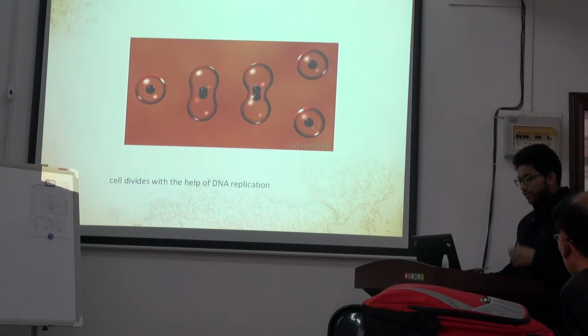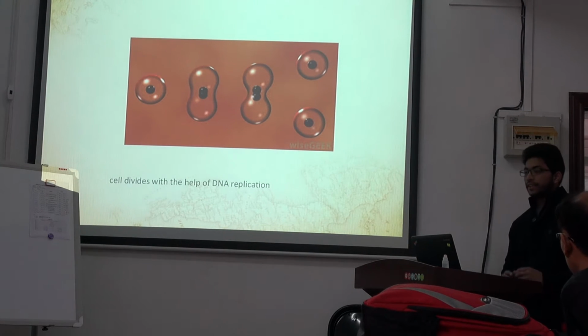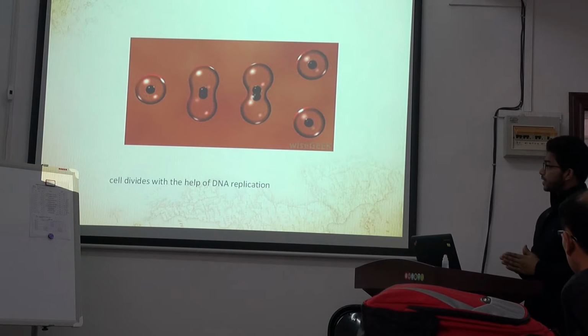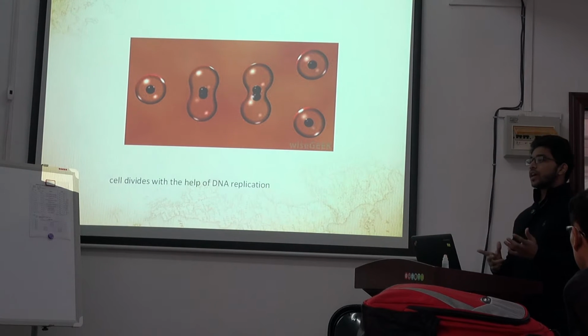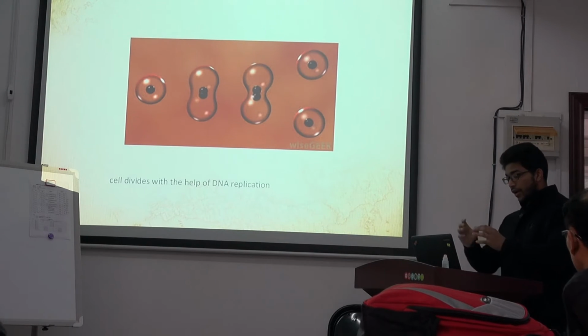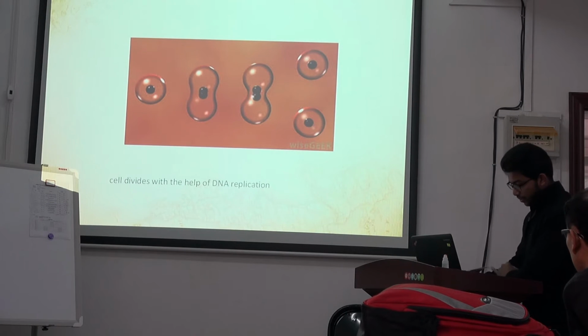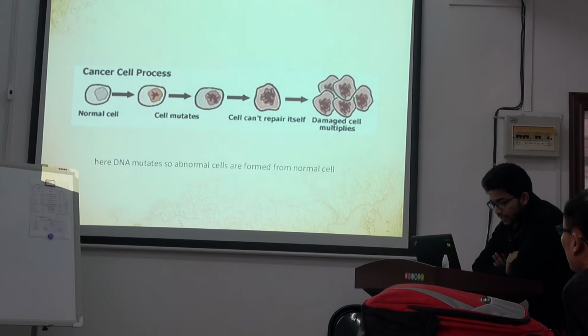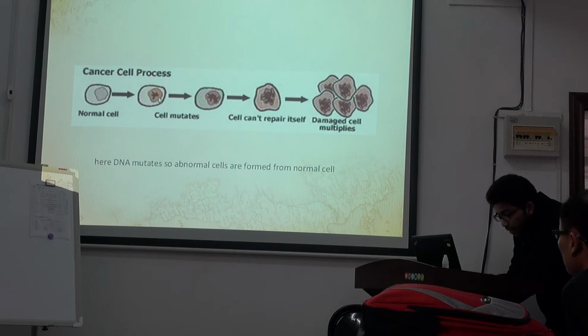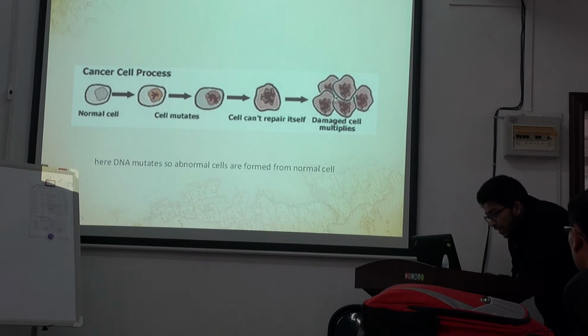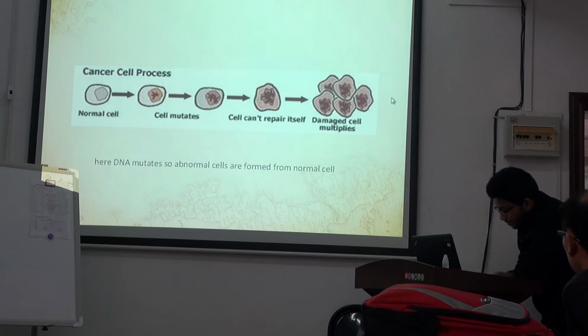Here I wrote something: cells divide with the help of DNA replication. If there is a cancer, it means there is some problem with the DNA in the cell first. If the DNA is broken, mutated, damaged, or whatever happens to the DNA, the problem with the cell starts, and the cells start dividing abnormally and give rise to tumors. See, this is the abnormal cell division. The cell starts mutating, I mean the DNA is getting damaged, so it tries to repair itself. It can't, and it starts to give rise to abnormal cells.